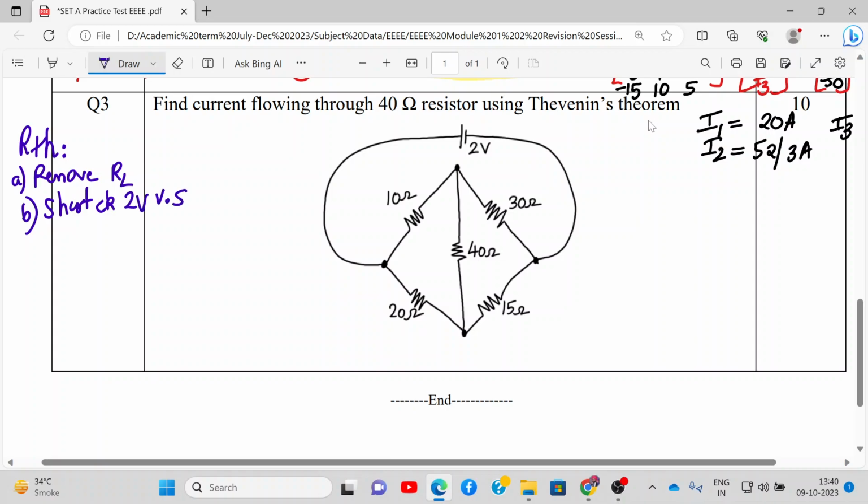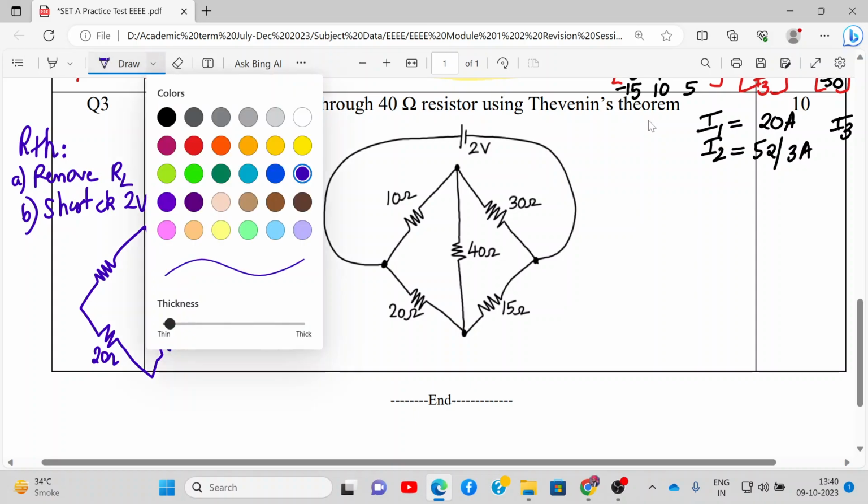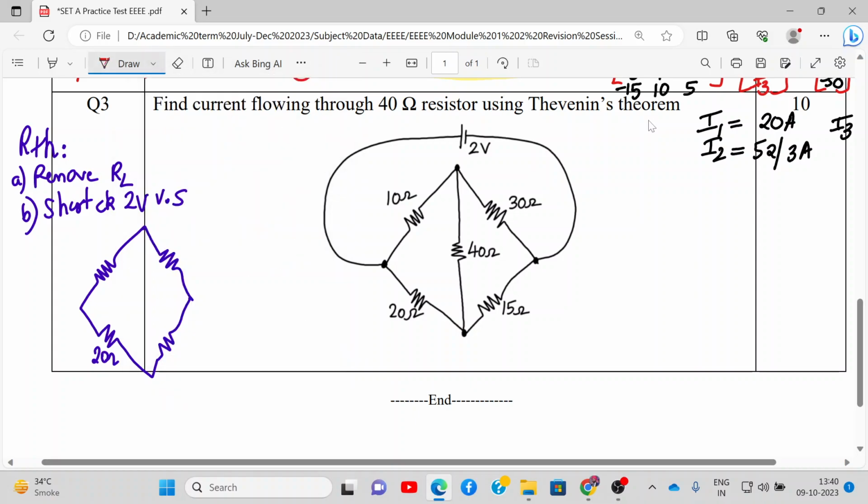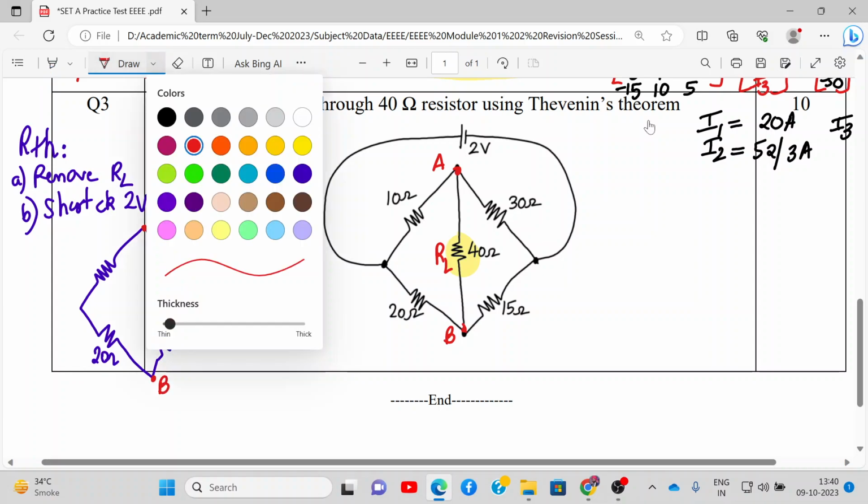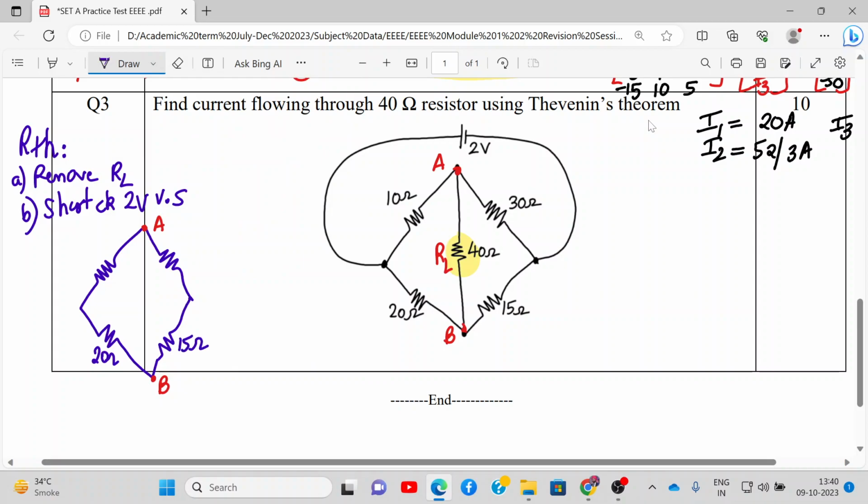So let's do that. First of all, let me redraw the circuit. I have drawn the circuit over here. These resistances are 20 ohm. Basically, this is my 40 ohm, for we have to find the current through 40 ohm, right? These are my points A and B, and this is my load resistance RL. So we need to find the current flowing through this load resistance RL. These are my points A and B. All right, this is the voltage source. These are around 15 ohms, 30 ohms, 10 ohms.